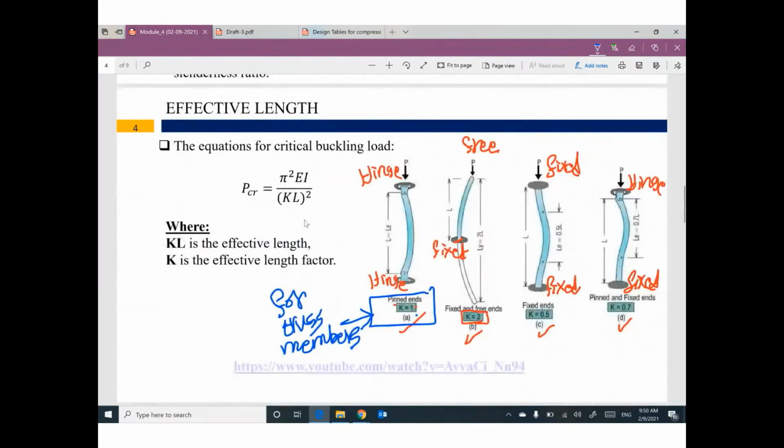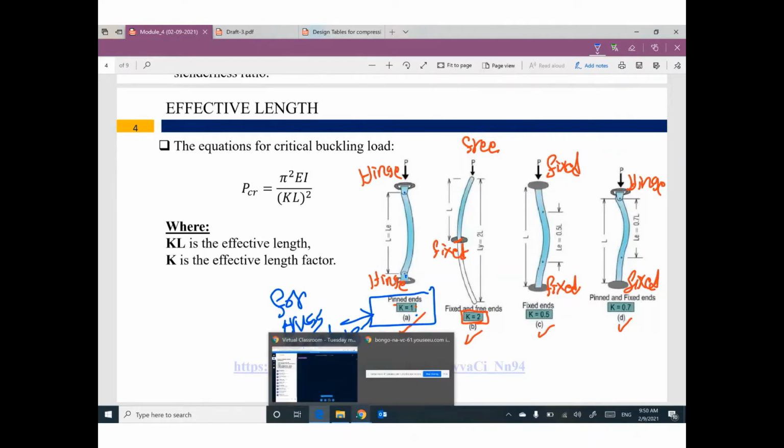And this slide shows you the different scenarios, if the column or the member has a different connection at the two ends: hinged, fixed, free.